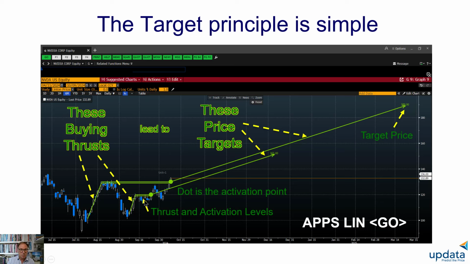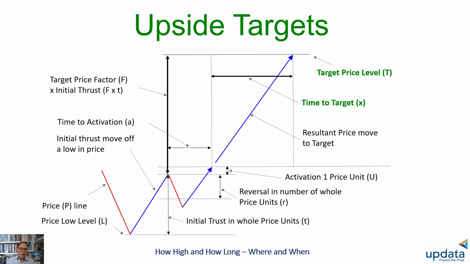The dot is the activation point, and these little lines are the activation levels. That's the unit size, and it's that simple. Those buying thrusts lead to these targets here. That's how it works. So upside targets, here's a little bit more in terms of the number of factors that we have, and we will look at these when we get into it.